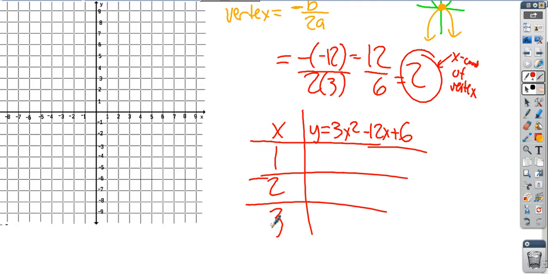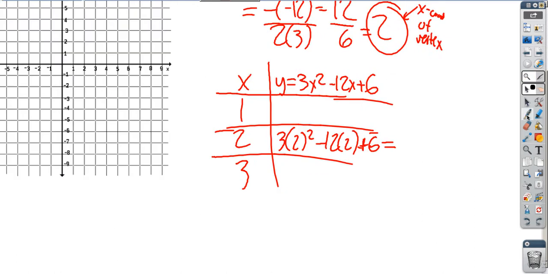How do you find the y? You just plug in 2 wherever you see an x. So if you notice that top equation has x's in it, now I'm plugging in 2's and solving. And when I solve, 3 times 2 squared would be 3 times 4, which is 12. Minus 12 times 2, that would be minus 24, plus 6. 12 minus 24 is negative 12, plus 6 is negative 6. So our point on the graph would be 2 comma negative 6, which is right here.